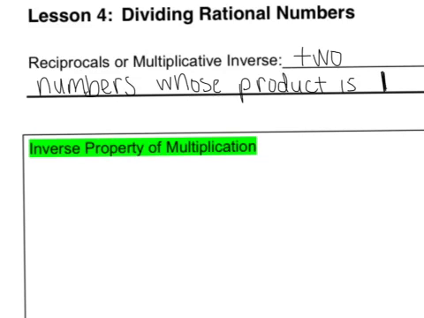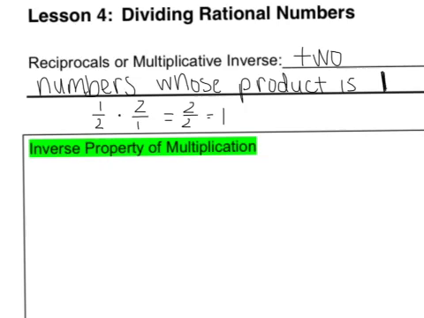Okay, an example of that is like 1/2. The multiplicative inverse of 1/2 is 2/1. If you multiply those, you get 2/2, which equals 1. That's a multiplicative inverse. This is actually a property. It is called the inverse property of multiplication.